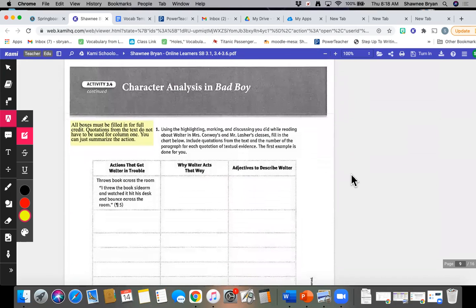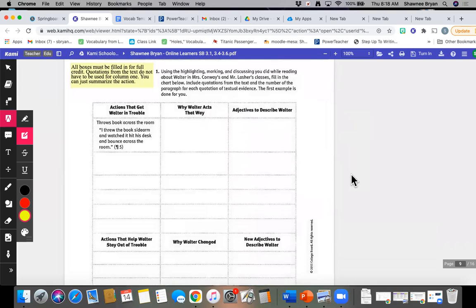When you finish the story, you're going to have a couple of charts that you need to fill out. This first chart is talking about ways that Walter got into trouble and actions that helped Walter stay out of trouble. Now, you do need to fill in every single box in order to receive full credit. However, you will notice that they incorporated a quote from the actual story in this box. I am not requiring you to find a quote from the story. You can simply summarize what Walter did to get in trouble.